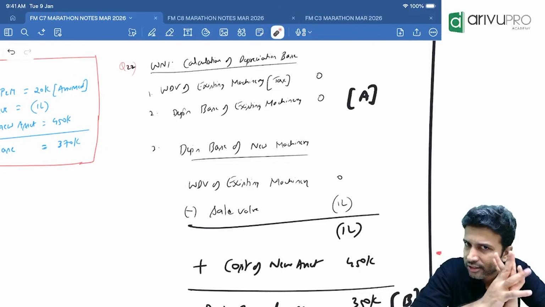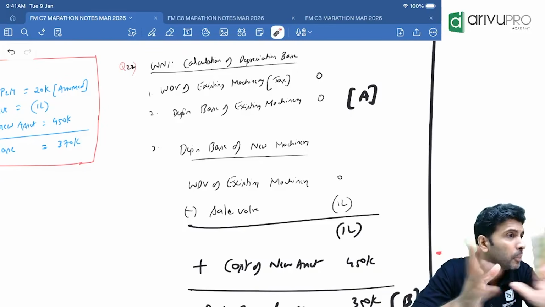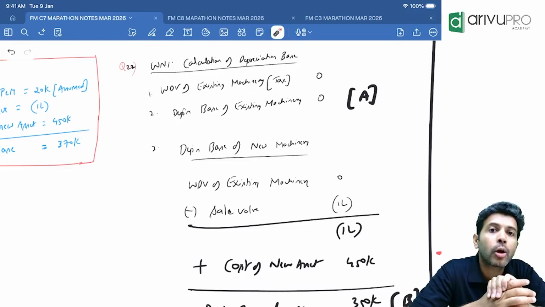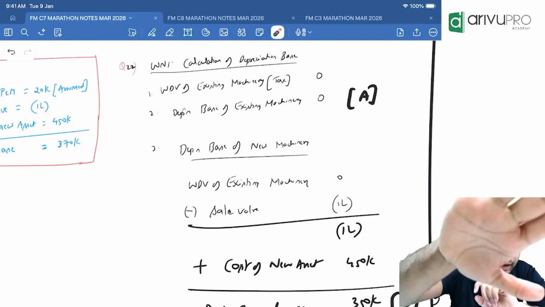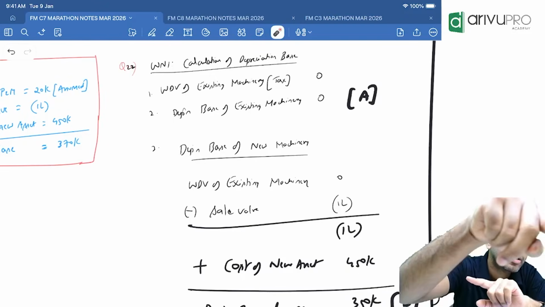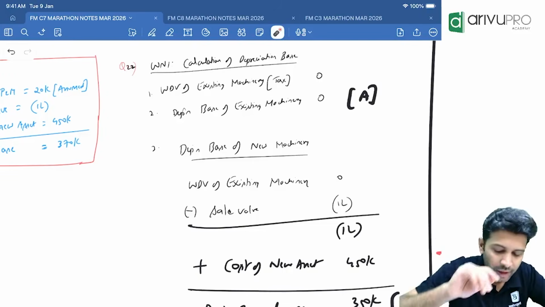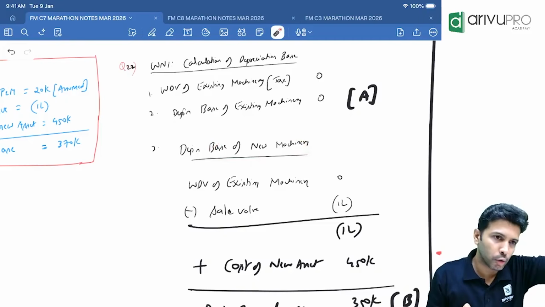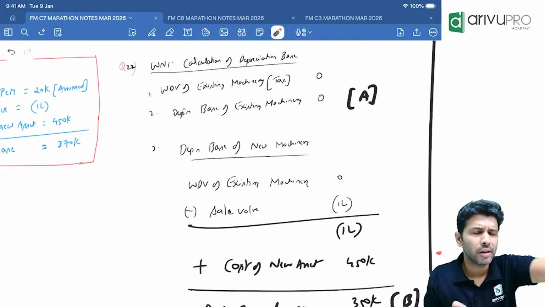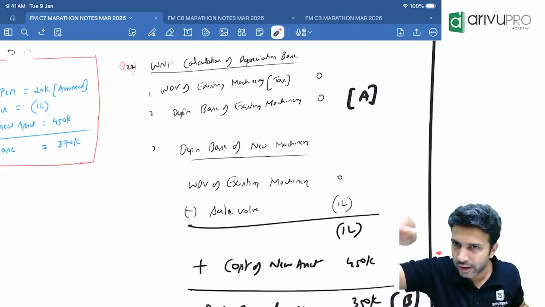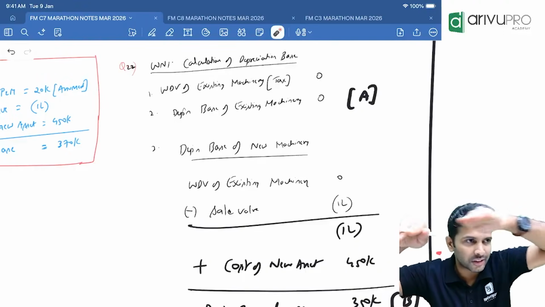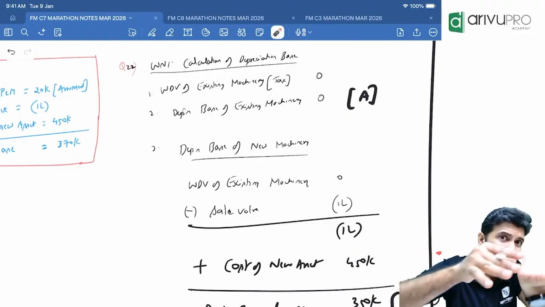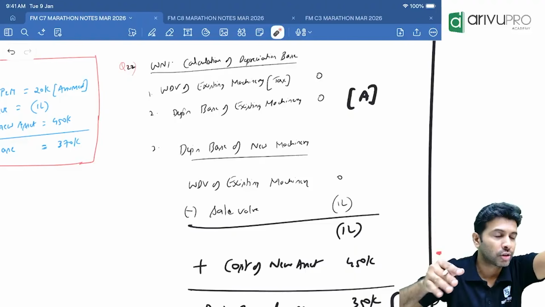I told you in tax, depreciation works on a block basis. Now, the old asset's block value is how much? Zero, because it is fully depreciated. Now I'm calculating the depreciation base of the new machinery. How you get it is very simple. You have an old asset that has been fully depreciated. If you buy the new asset, one more asset will come to the block. That means block value will increase.